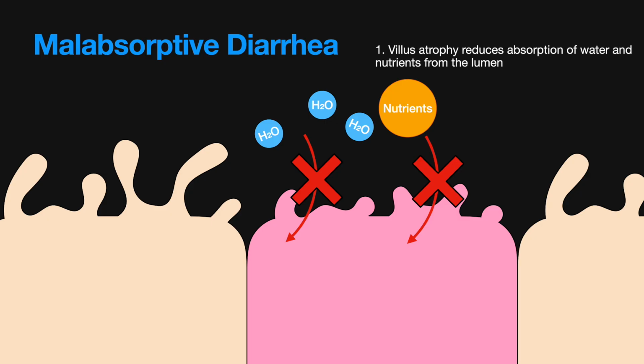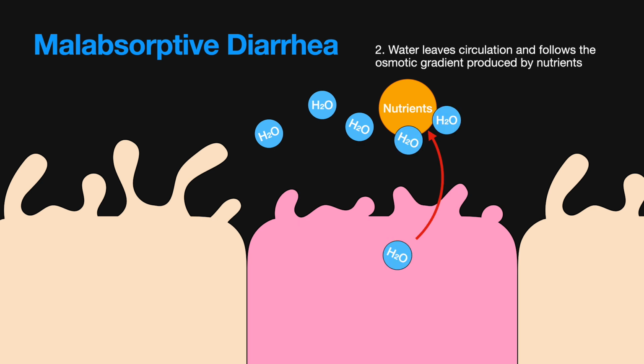So here we have an enterocyte with atrophied villi. Because of this atrophy, the cell's ability to absorb water and nutrients from the intestinal lumen is diminished. Water then leaves circulation as it follows the osmotic gradient produced by the nutrients that are remaining in the lumen. This increases intestinal fluid content, resulting in diarrhea.